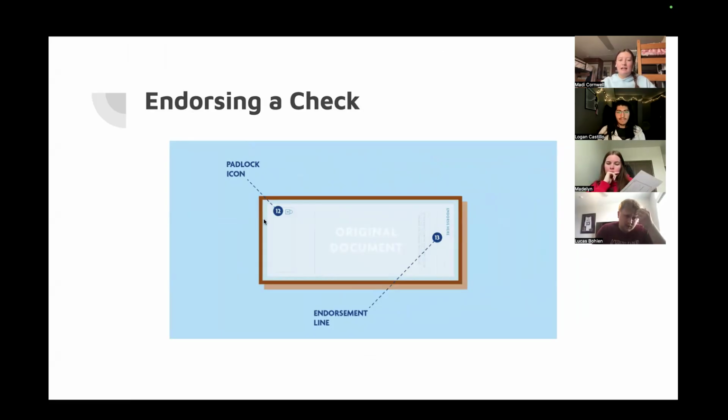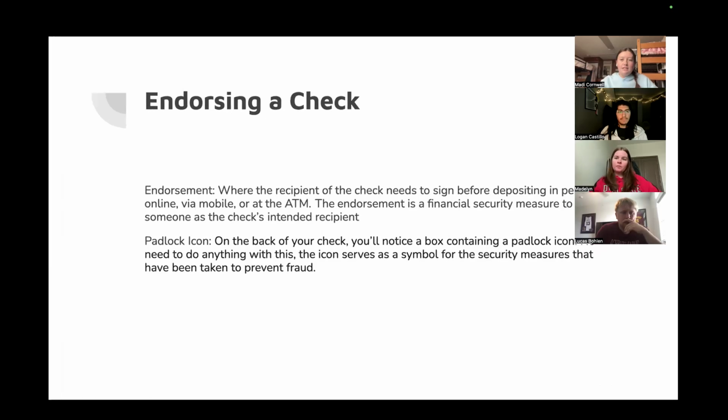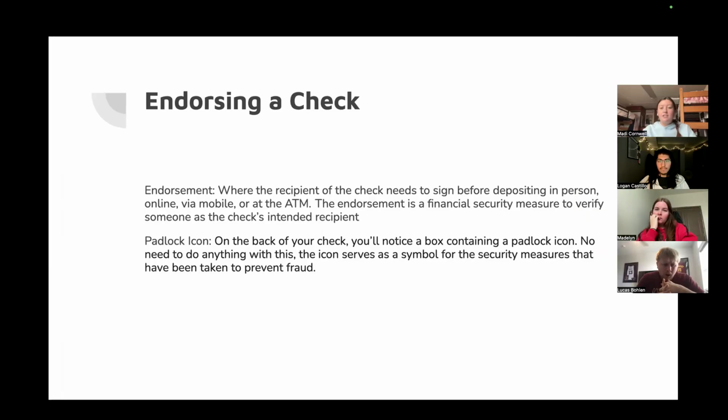On the back of the check, it's not as fancy as the front, I'd say, but you have the endorsement lines and then the padlock icon. So we're going to define those. The endorsement is where the recipient of the check needs to sign before depositing in person, online, via mobile, or at the ATM. The endorsement is a financial security measure to verify someone as the check's intended recipient.